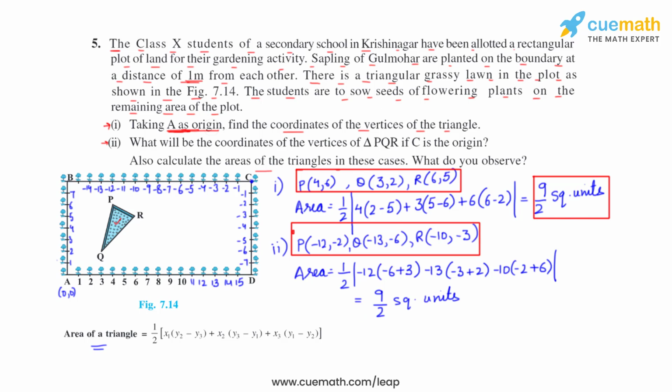So what do we observe? We observe that when we took A as origin, we got the area of triangle PQR as 9 by 2 square units, and when we took C as origin, then also we got the area of triangle PQR as 9 by 2 square units. So we observe that in both the cases the area of the triangle is the same.